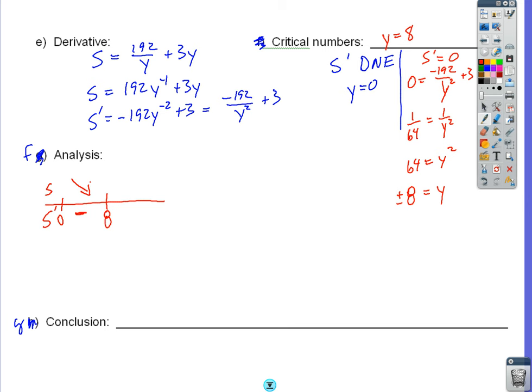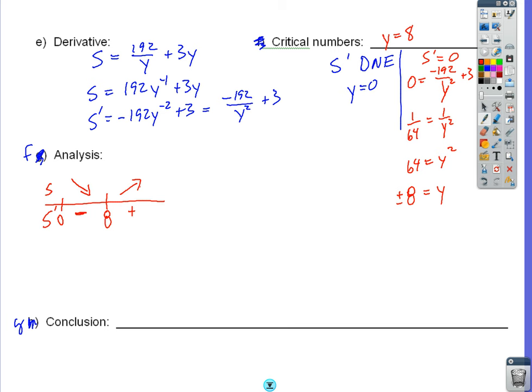And then I come over and say, so what's happening after y is bigger than 8? Let's say like 1,000. So negative 192 over 1,000, well, that's going to be a really small number. Plus 3 means it's going to be positive, which means that my sum is increasing after 8.